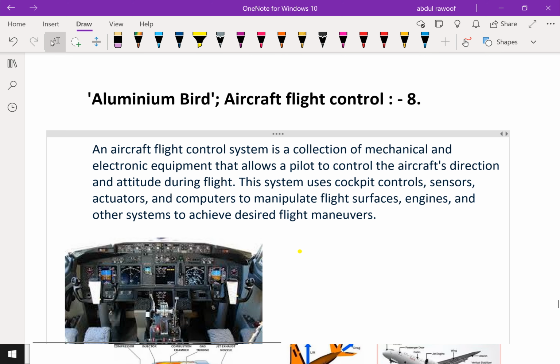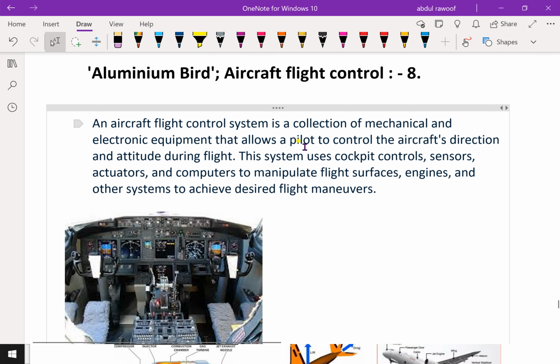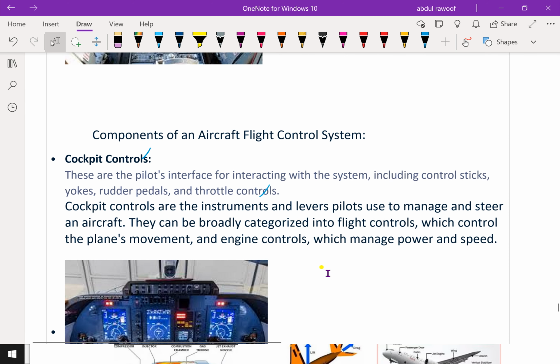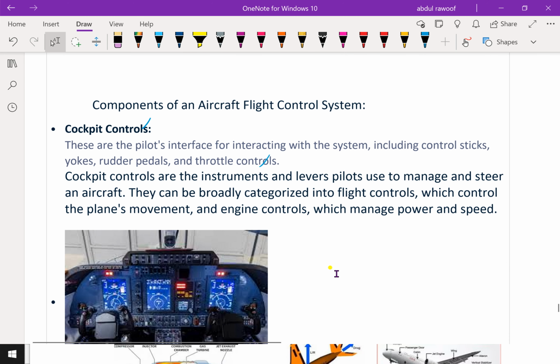An aircraft flight control system is a collection of mechanisms and electronic equipment that allows a pilot to control the aircraft direction and altitude during the flight. The system uses cockpit controls, sensors, actuators, and computers to manipulate flight surfaces, engines, and other systems to achieve desired flight maneuvers.